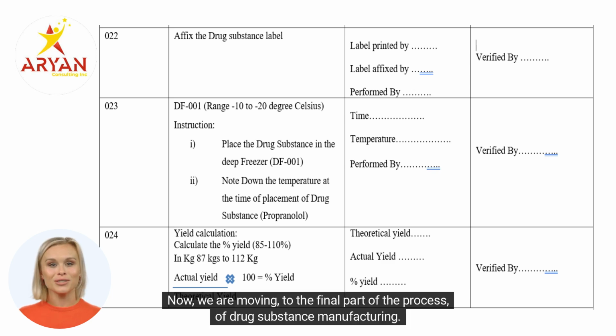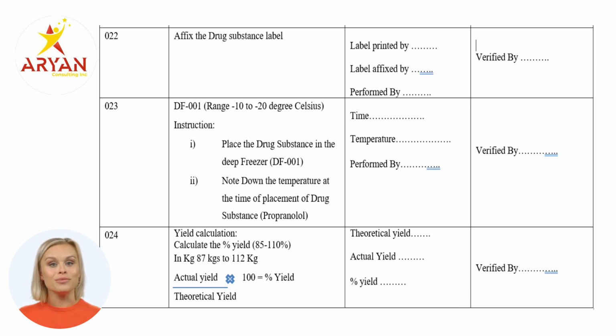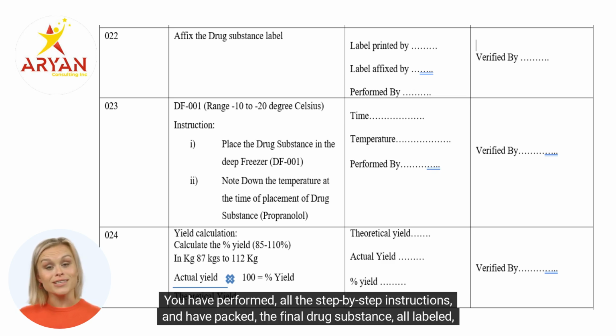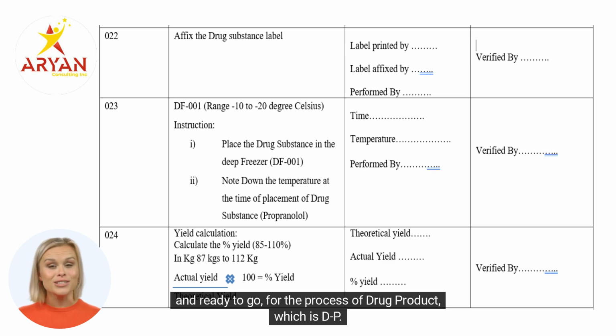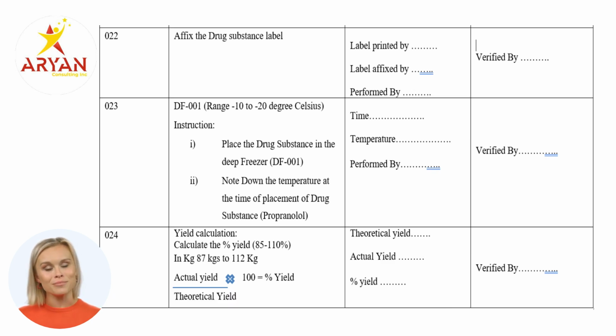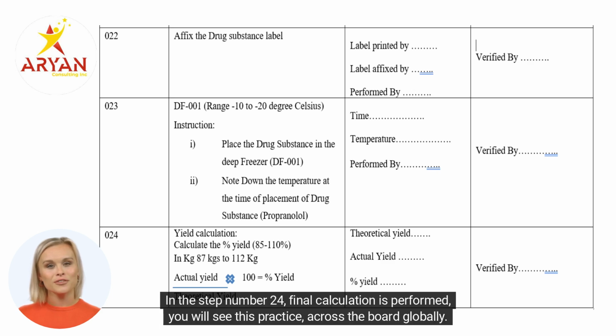Now we are moving to the final part of the process of drug substance manufacturing. You have performed all the step-by-step instructions and have packed the final drug substance, all labeled and ready to go for the process of drug product, which is DP. In step number 24, final calculation is performed. You will see this practice across the board globally.